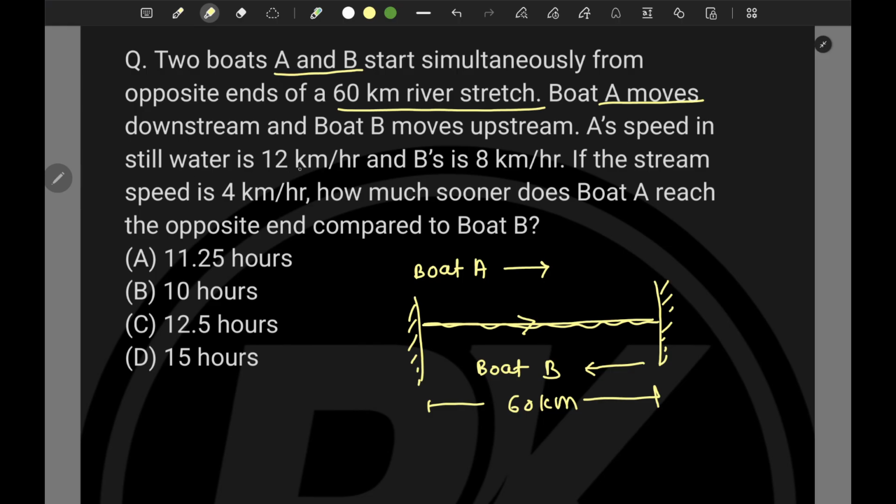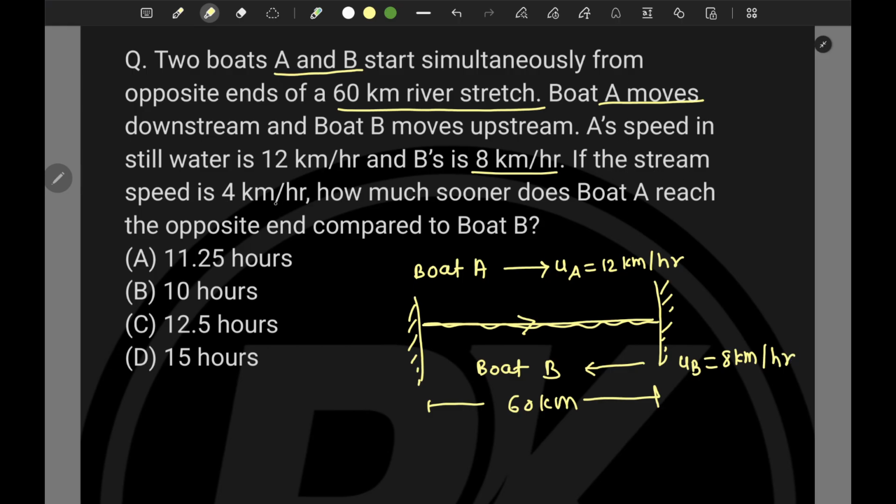So A's speed in still water is 12 km per hour. That means the boat speed is given, which we generally denote by u, but here there are two boats, A and B. Hence I'll consider the speed of boat A in still water, that is 12 kilometer per hour, and B is moving upstream, so its speed is 8 kilometer per hour. Hence I will write UB is equal to 8 kilometer per hour.